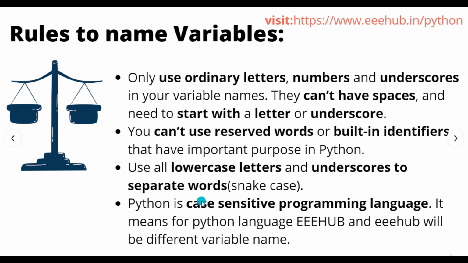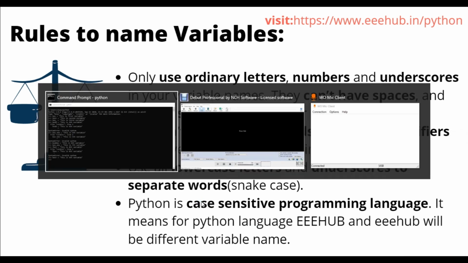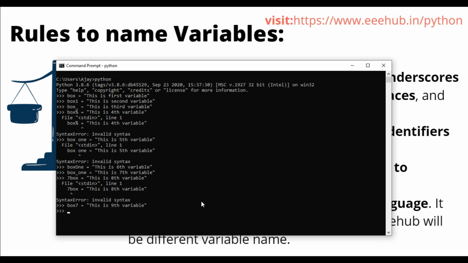Let me show you in the command prompt so it will be clear for you. Okay, so I will use print, and I know that print is a reserved keyword. Now I will create a print variable, and I will assign some value to it. This is the 10th variable. Okay, let's see.